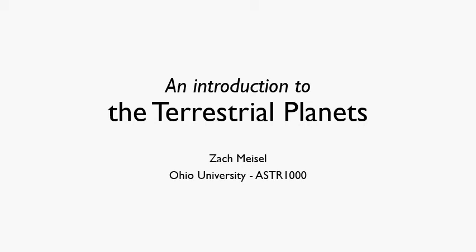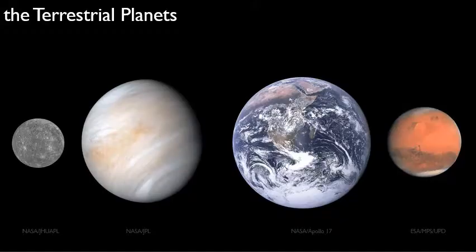Here's an introduction to the terrestrial planets to accompany Chapter 7 of the textbook Astronomy from OpenStax. By terrestrial planets, I mean the terrestrial planets of our solar system, not in general. So we have Mercury, Venus, Earth, and Mars in the order that they are from the Sun. And here you can see their relative sizes all together and their colors.